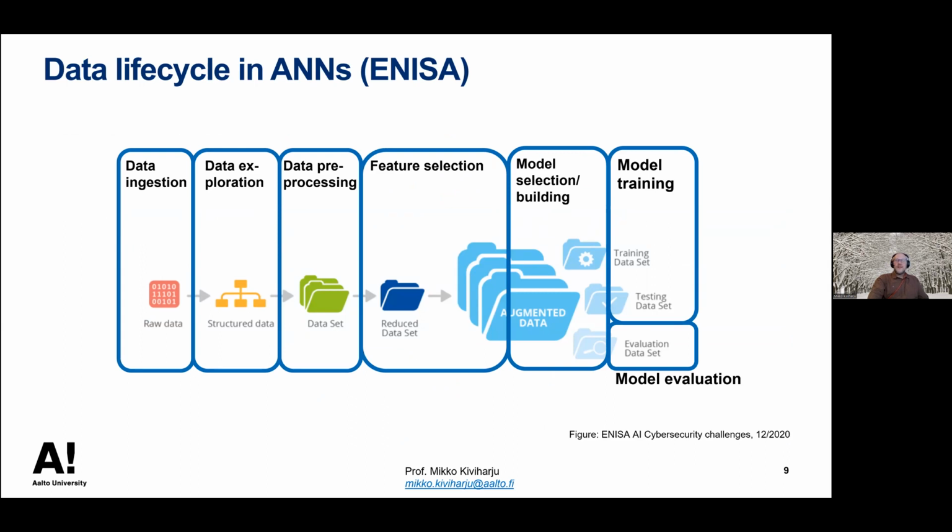ENISA, at least this 2020 document, does not explicitly address adversarial training. That is something that's still emerging. Most of the standards or the existing proposals for standards on AI cybersecurity management address adversarial attacks as a sidetrack, that these are a threat and they should be handled or addressed, but they still do not go very deep into that. An exception is NIST, where I'm going next.